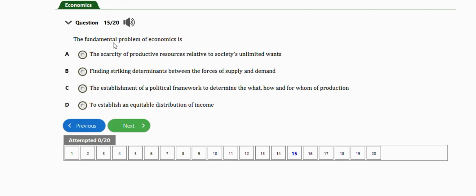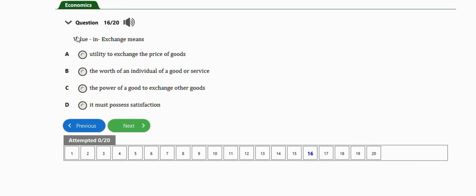It says the fundamental problem of economics is the scarcity of productive resources relative to society's unlimited wants, finding striking determinants between the forces of supply and demand, the establishment of political framework to determine the what, how, and for whom of production, to establish an equitable distribution of income. The right answer is option A. So the fundamental problem is the scarcity of productive resources relative to society's unlimited wants. Okay, the next question is this one.